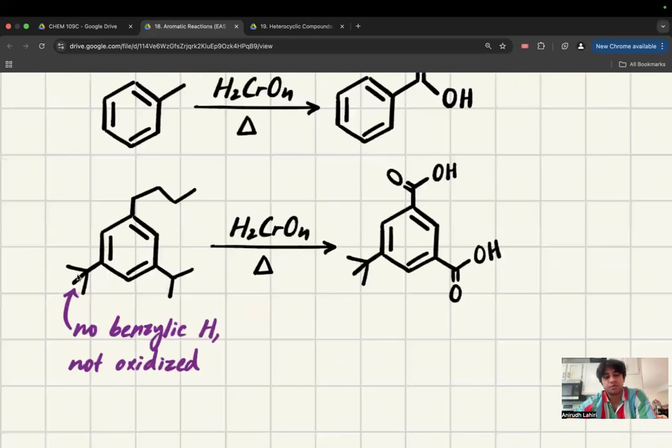So you can see here that there's no benzylic H's at this point. There's hydrogens here, here, and here, but those aren't benzylic, right? We need them to be right here, right on the connection. So we can't oxidize that, but we can oxidize the rest.